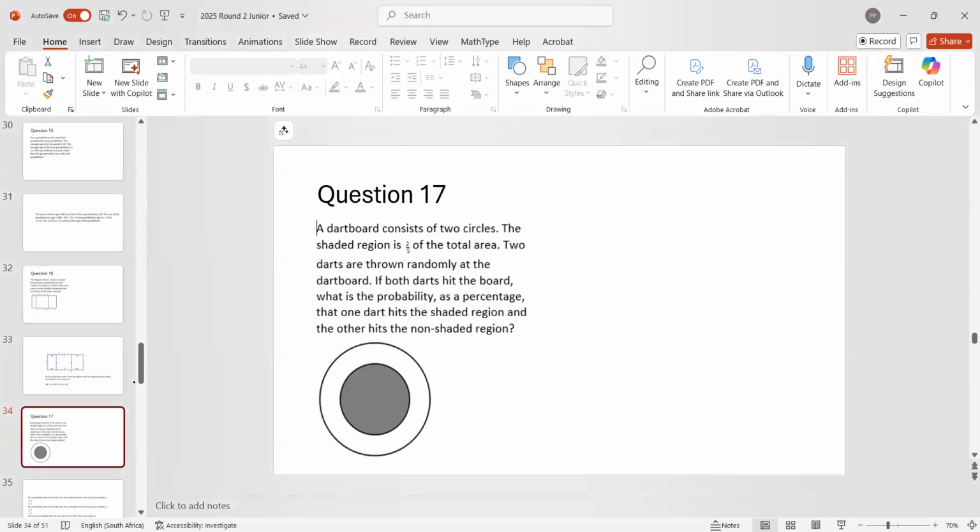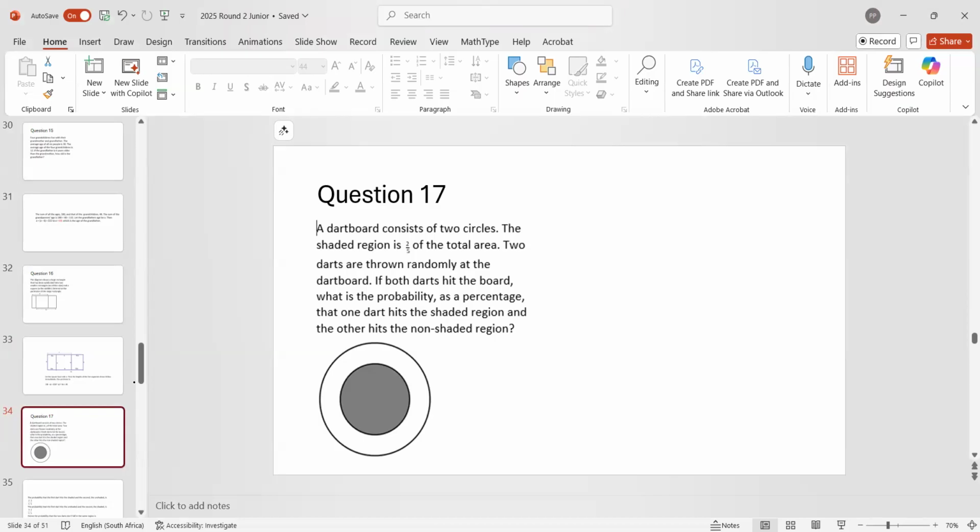Okay, let's go to question 17. Question 17 says, a dartboard consists of two circles, or you can see this dartboard. The shaded region is 2/5 the total area. So this part here is 2/5. That means the unshaded will be 3/5. So of the total area, this is 2/5 the total area, and this is 3/5.